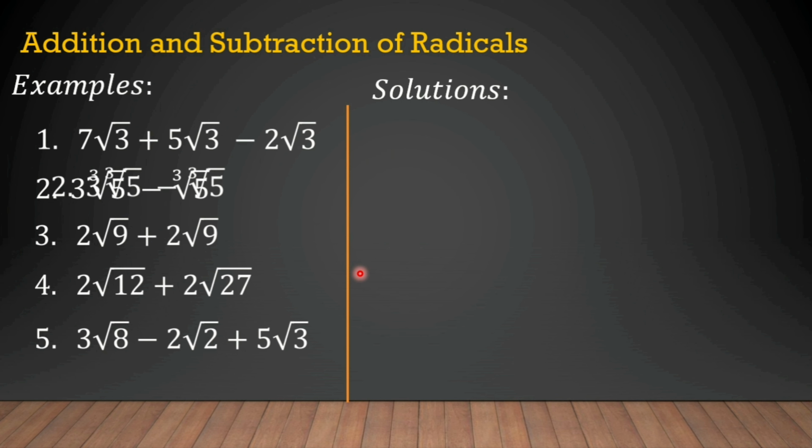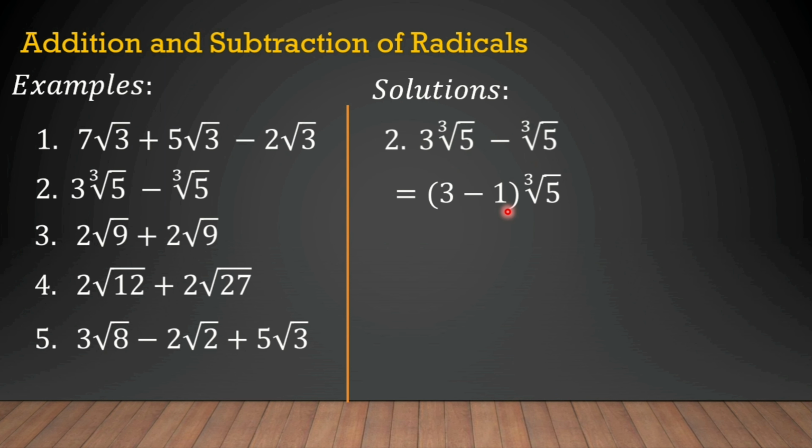Now, let's have number 2 example. 3 the cube root of 5 minus the cube root of 5. So, as you can see, same index, same radicand. So, we can subtract them. We subtract their numerical coefficients, 3 and negative 1. Guys, remember that when you don't see a number in front of the radical sign, it is understood that its numerical coefficient is 1. So, 3 minus 1, then copy the common radicals, which is the cube root of 5. So, 3 minus 1 is equals to 2, then the cube root of 5.